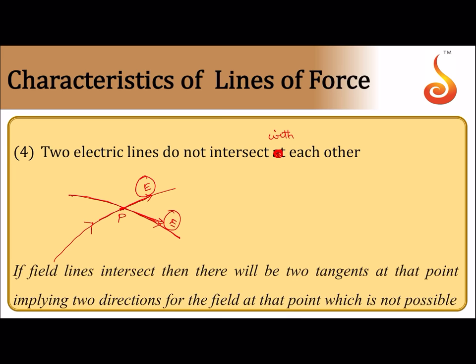And what is the reason for that? Please write it down. You can draw the diagram if you want, and then write down: if field lines intersect, then there will be two tangents at that point, implying two directions for the field at that point, which is not possible. Therefore, the fourth important characteristic is that two electric field lines do not intersect with each other.